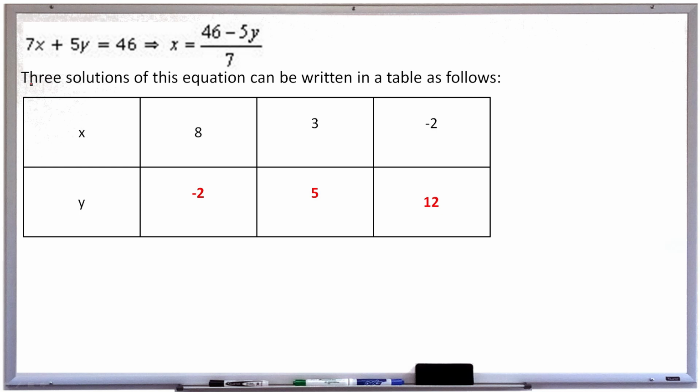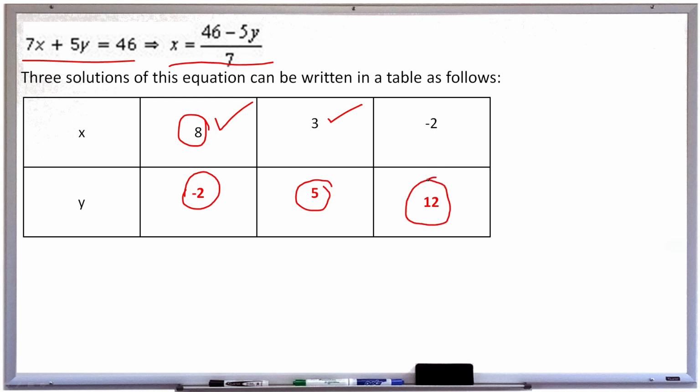The second equation is 7x plus 5y is equal to 46. You can write this equation in terms of x to get the values. So you can put y is equal to minus 2 in the given equation. After simplifying, 46 minus 5 into minus 2, that is 10, so you will get x value 8. Put y is equal to 5, you will get the x value 3. Similarly, if you put y is equal to 12, you will get x is equal to minus 2.